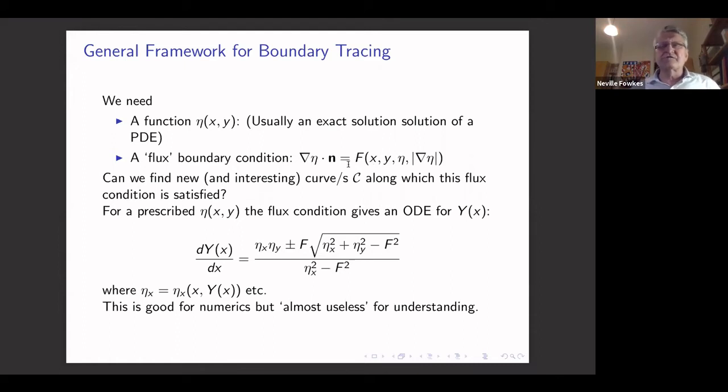And we ask the question, are there curves C along which this condition is going to be satisfied, given that we're dealing with the function eta of x and y? And there it is down there. There's the equation. That's the tracing equation, we call it. Remember, we do have d/dx and d/dy. They're known functions of x and y. This f, we do know the f, and so we can actually integrate that equation.